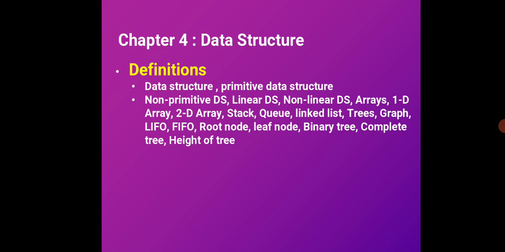This is a very important chapter, 18 marks for your annual examination. Here definitions: data structure, primitive data structure, non-primitive data structure, linear data structure, non-linear data structure, arrays, one-dimensional array, two-dimensional array, stack, queue, linked list, trees, graph, LIFO, FIFO, root node, leaf node, binary tree, complete tree, height of tree, and also some expansions. This is only for 1 mark questions.